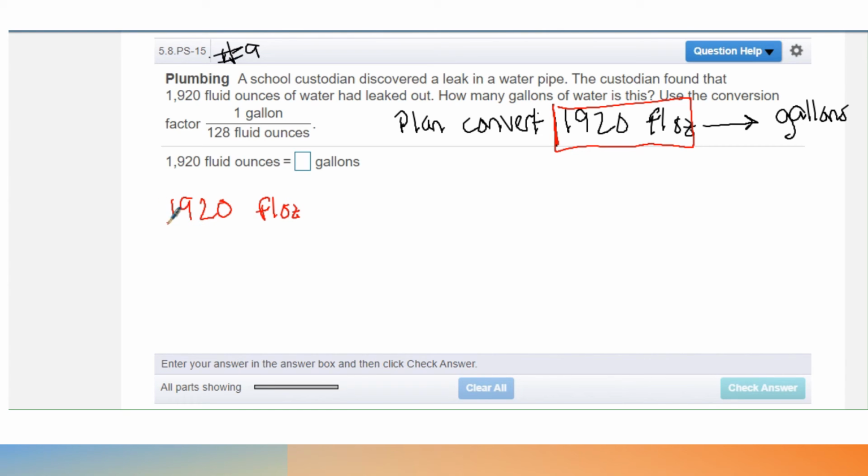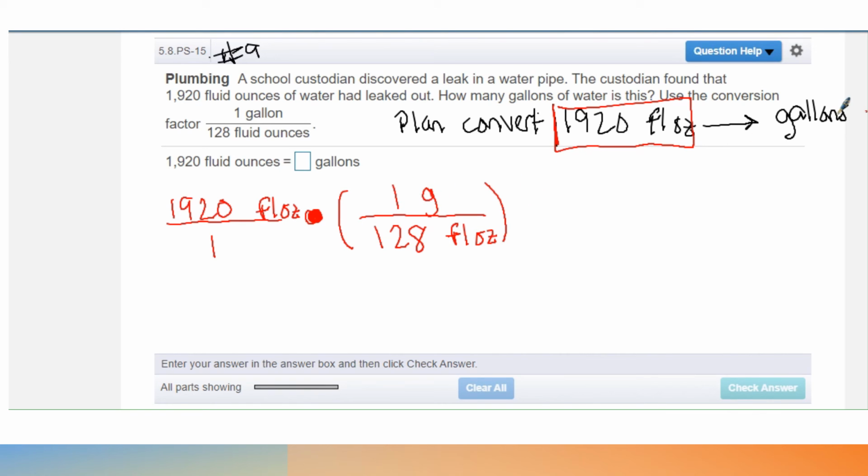I'm going to start with 1,920 fluid ounces over 1, and then multiply by my conversion factor. Since I have fluid ounces in the numerator, I want to put fluid ounces in the denominator because I want it to cancel out. I have multiplication in the middle and not an equal sign. If I had an equal sign, I would put fluid ounces is equivalent to fluid ounces, but since I have multiplication, I want my units to cancel out. So I'm going to put 128 fluid ounces in the denominator. For every 128 fluid ounces, there is 1 gallon.